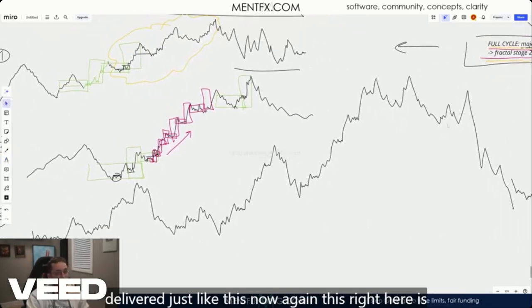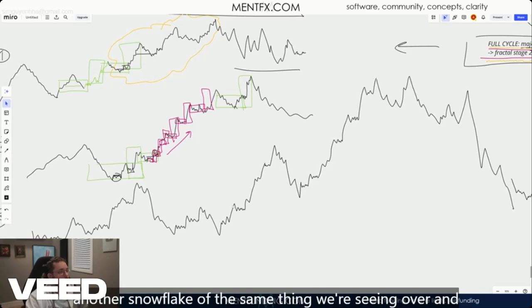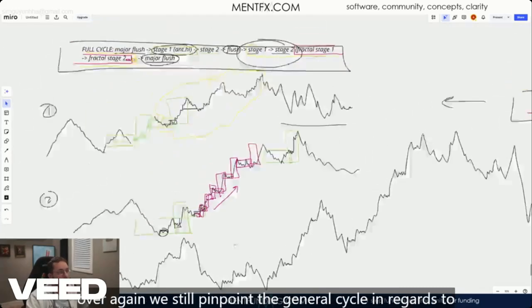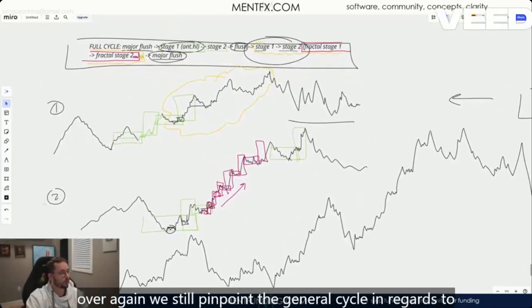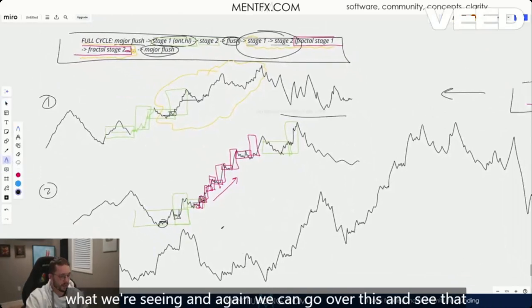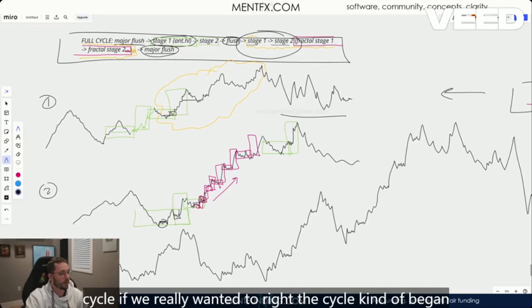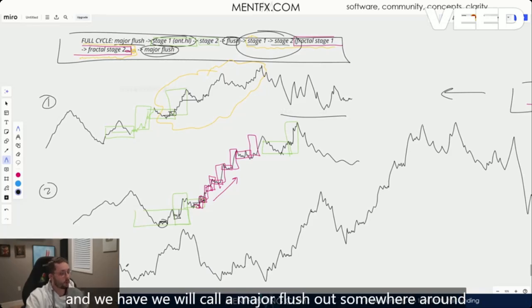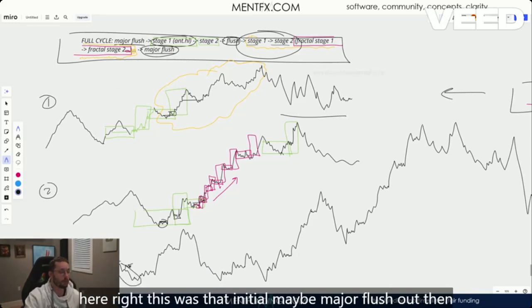Now, again, this right here is another snowflake of the same thing we're seeing over and over again. We can still pinpoint the general cycle in regards to what we're seeing. And again, we can go over this and see that cycle if we really wanted to, right? The cycle kind of began, and we have what we will call a major flush out somewhere around here, right? This was that initial maybe major flush out.